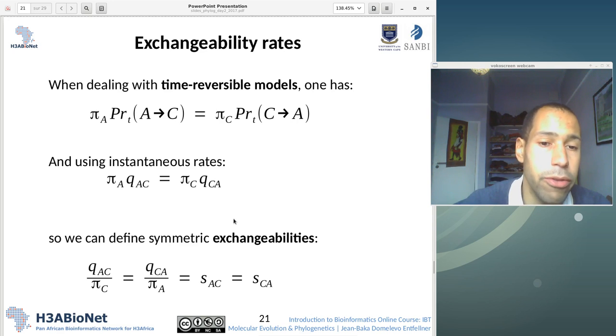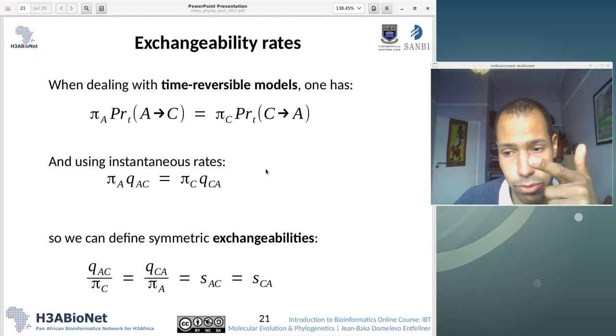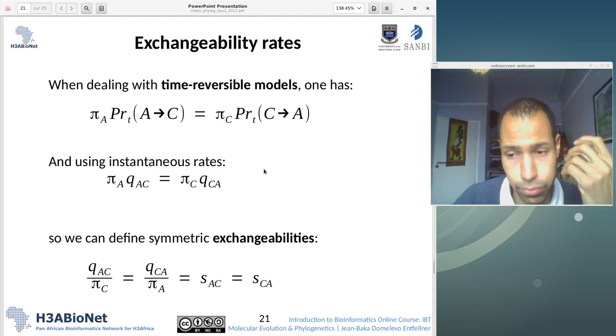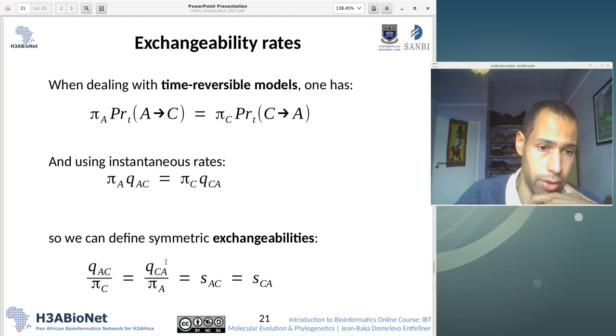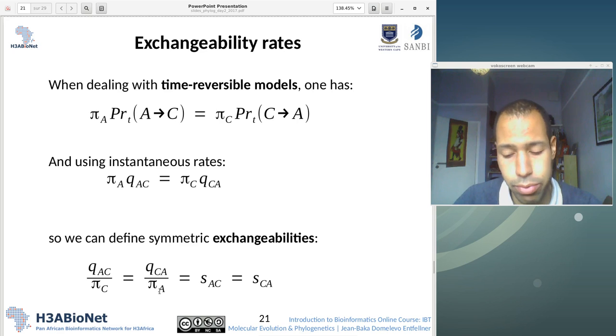But, okay, so just remember that when we have a model that is at the same time stationary and time reversible, very commonly this model is expressed in terms of exchangeability rates. So just know that from the exchangeability rates, you can go back to the instantaneous transition rates as long as you know the background probabilities. We also call these background probabilities or equilibrium probabilities. These are our stationary probabilities.